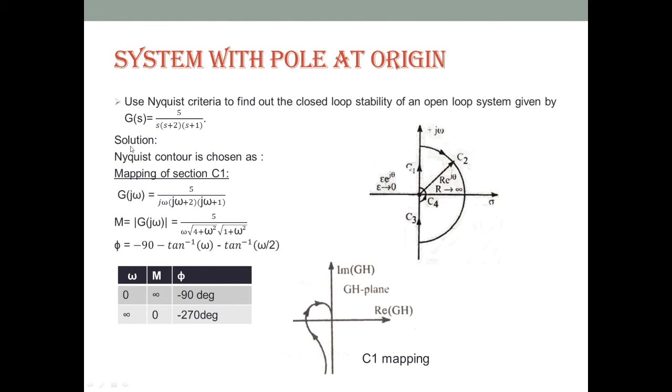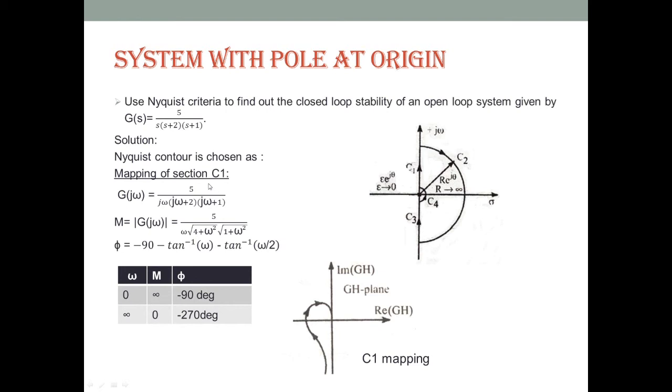If a square were present, meaning there is a double pole at the origin, then each pole contributes minus 90 degrees, so for two poles it will be minus 180 degrees. If the power is 2, it is multiplied by 2; if the power is 3, it is multiplied by 3. Just like this, the angle contribution can be calculated.